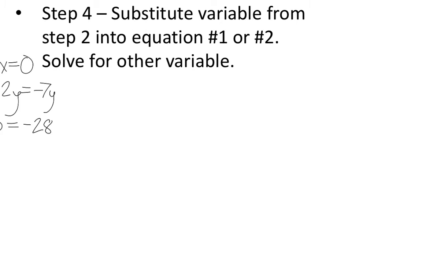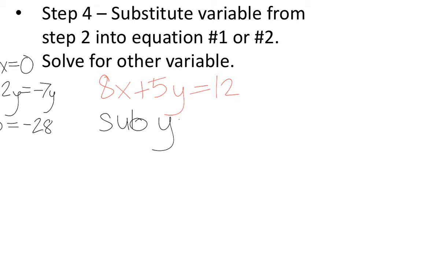So in step 4, we want to substitute the variable from step 3 into either equation 1 or 2 and then solve for the other variable. You can choose either equation, you'll get the same answer. I'm going to use equation 1. So I'm going to use 8x plus 5y equals 12. I'm going to make a little note for myself that I'm going to sub y equals 4. When I sub y equals 4, I replace the y with the value of 4. Everything else stays the same. 8x stays the same. The 5 stays the same. I'm going to replace y with 4. And the 12 is the same.